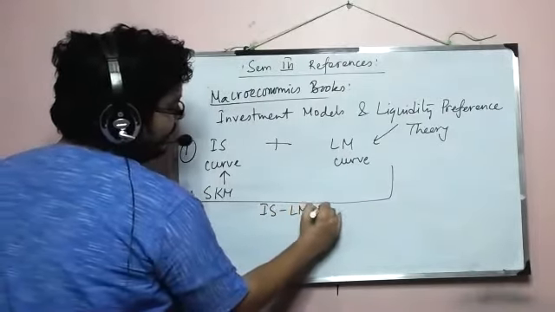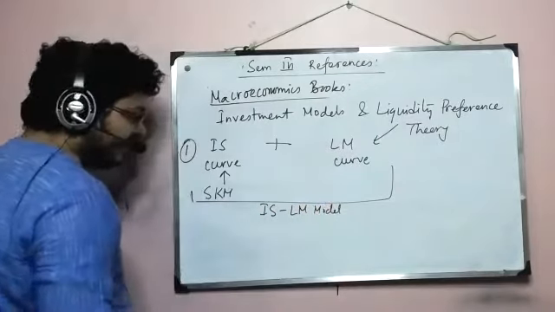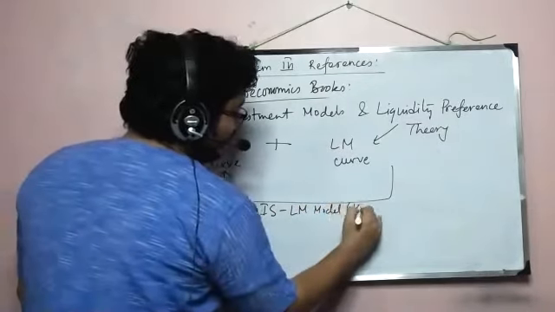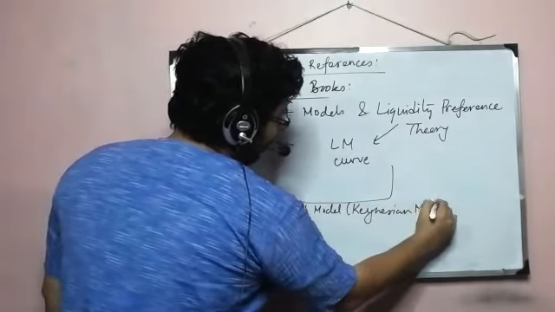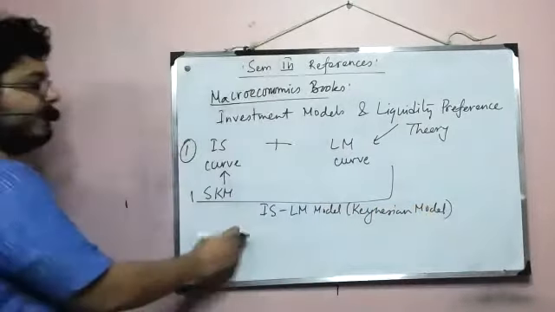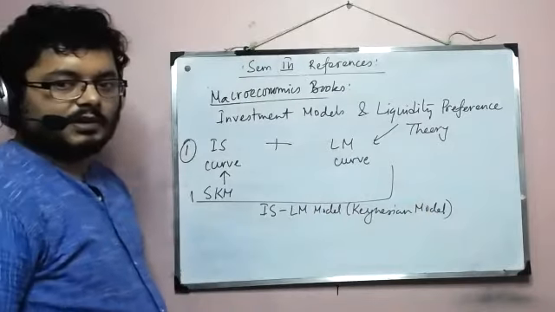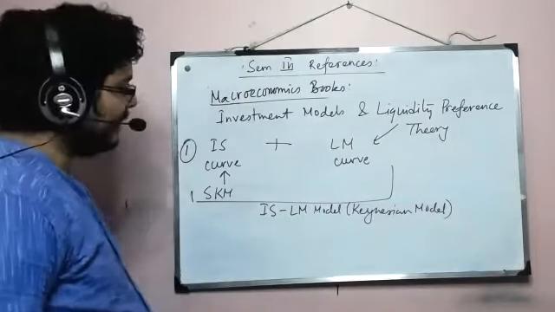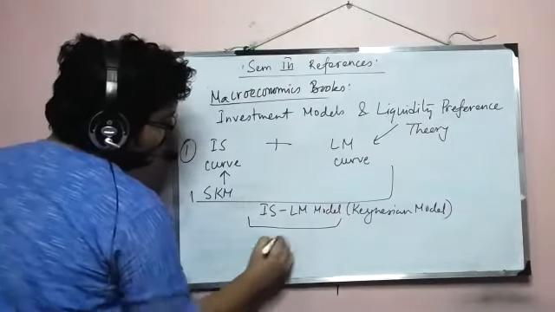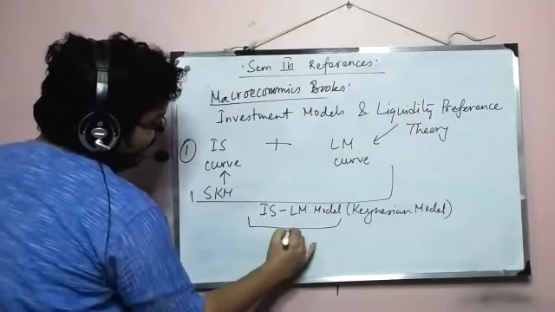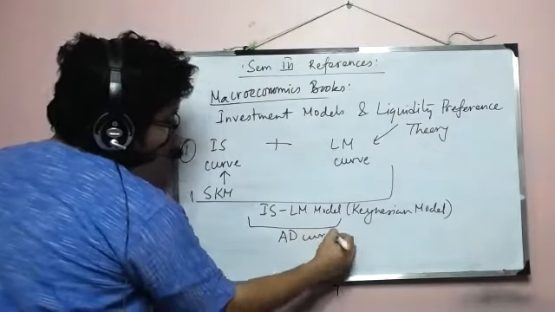Now ISLM is essentially a Keynesian model, but this model was developed by John Hicks. So that will be our first point of start. And this ISLM model, together they give us the aggregate demand curve, the AD curve.